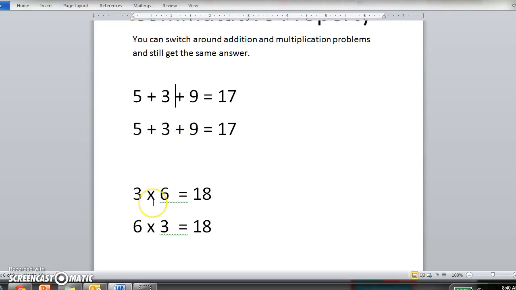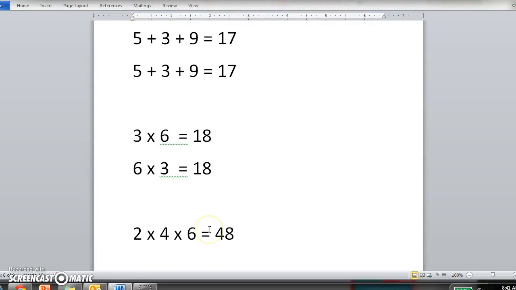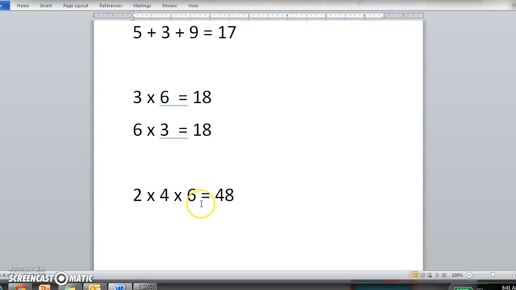I can do the same thing with multiplication. So for multiplication, I have 3 times 6 equals 18. Well, 6 times 3 equals 18 as well. When you get to bigger numbers, 2 times 4 times 6 equals 48. I can switch these around because of commutative property and still get the same answer. 2 times 6 times 4 equals 48. I can even do this.